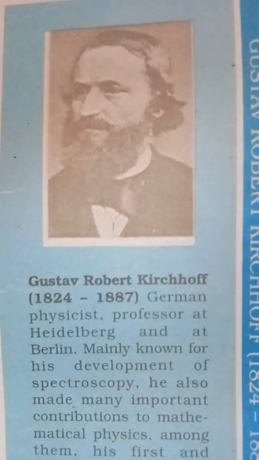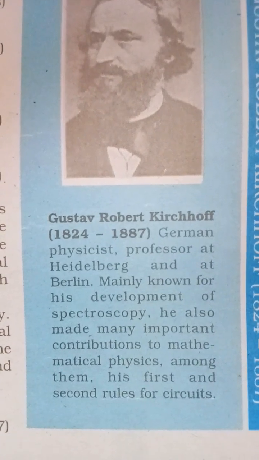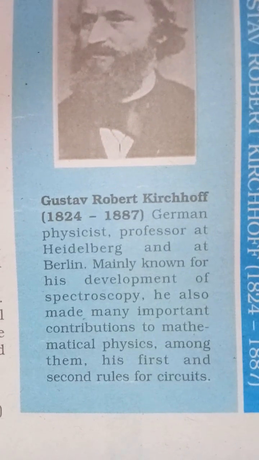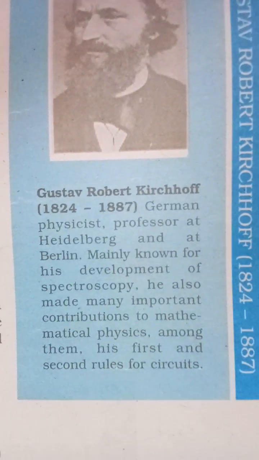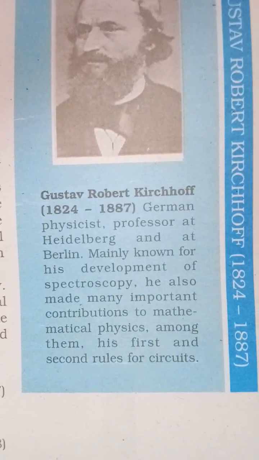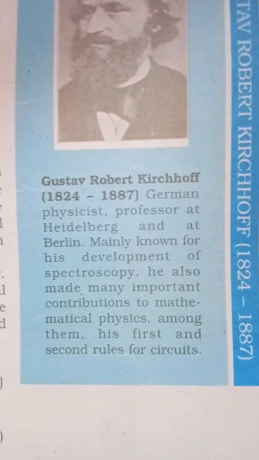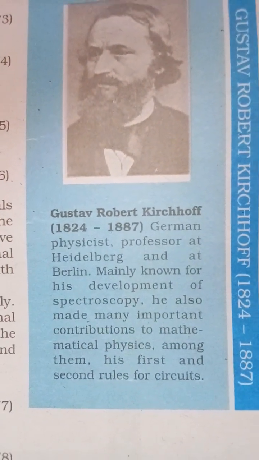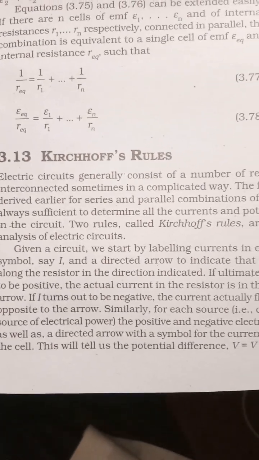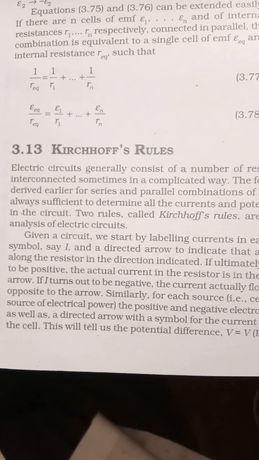Here is the photograph of Gustav Robert Kirchhoff, German physicist, professor at Heidelberg and Berlin, mainly known for his development of spectroscopy. He also made many important contributions to mathematical physics, among them his first and second rules for circuits. Kirchhoff's rules: an electric circuit generally consists of a number of resistors and cells interconnected in a complicated way.